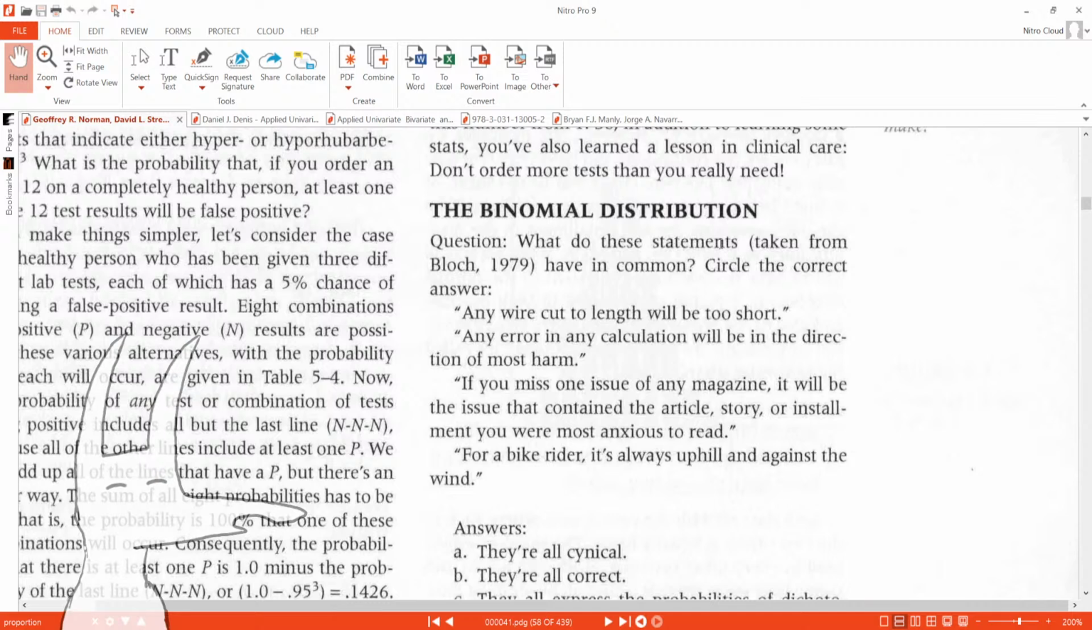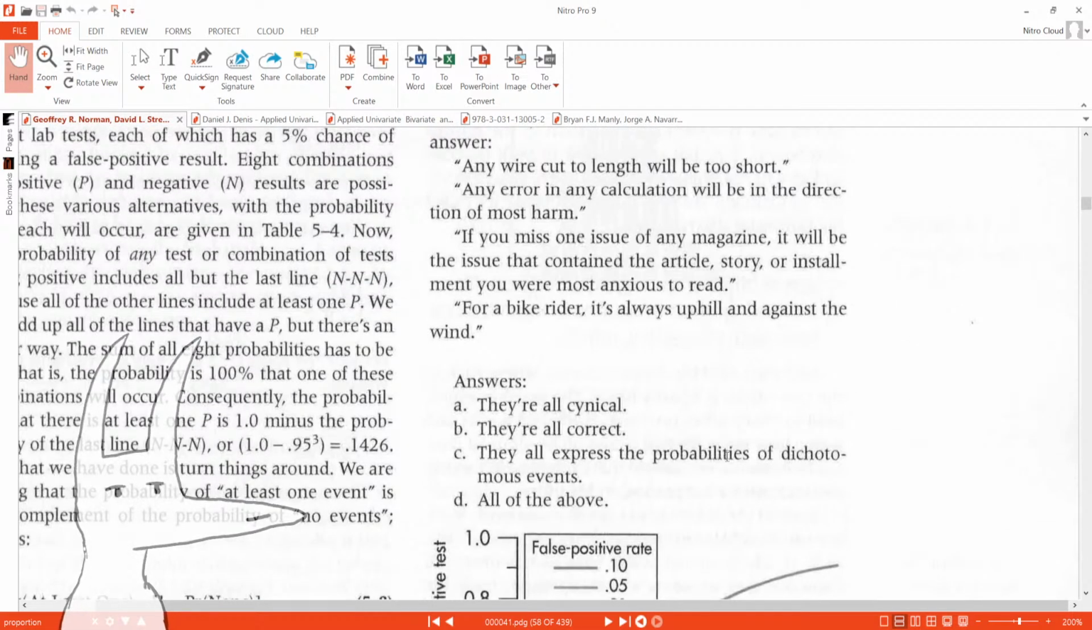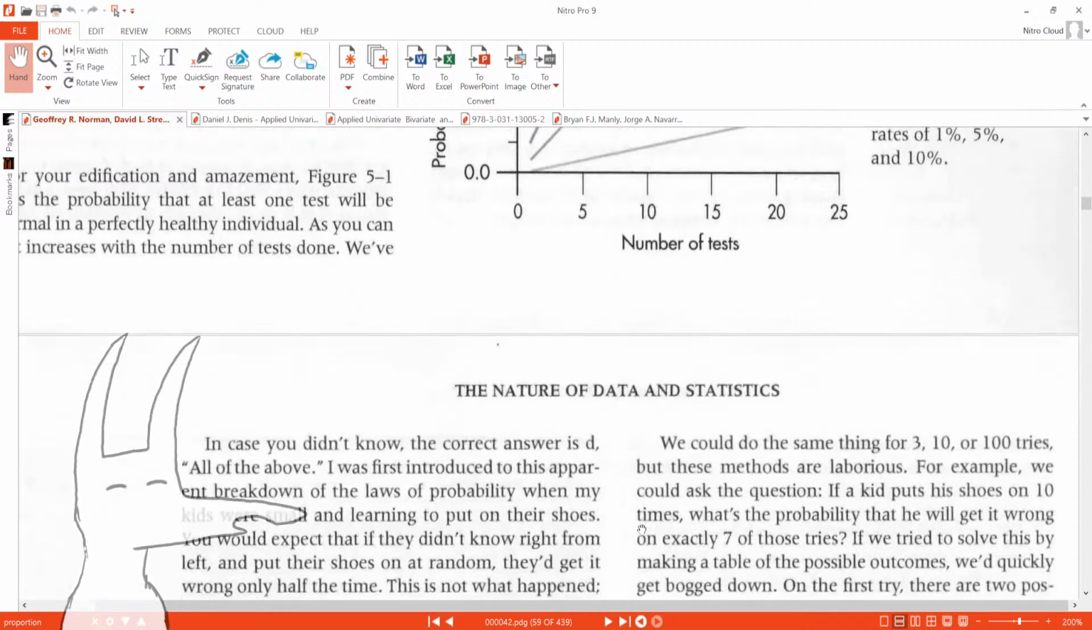What do these statements have in common? Any wire cut to full length will be too short. Any error in any calculation will be in the direction of most harm. If you miss one issue of any magazine, it'll be the issue that contained the article, story, or installment you were most anxious to read. For a bike rider, it's always uphill and against the wind. I don't know, D? Yeah.